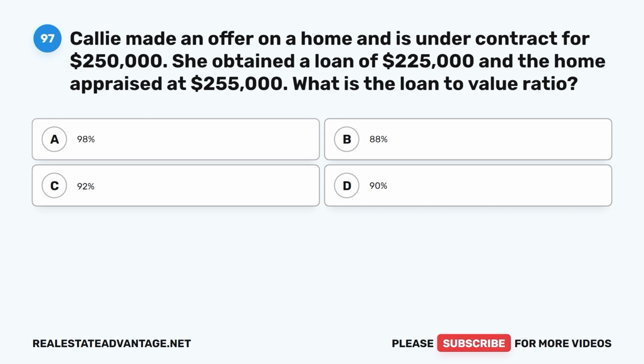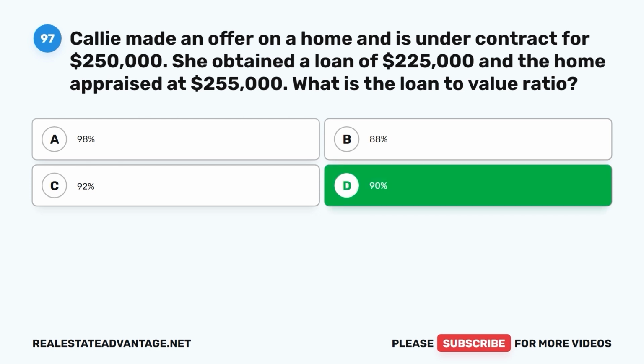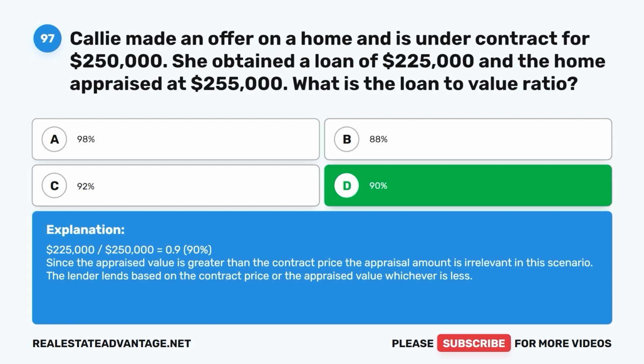A. 98%. B. 88%. C. 92%. D. 90%. The correct answer is D. 90%. $225,000 divided by $250,000 equals 0.9, or 90%. Since the appraised value is greater than the contract price, the appraisal amount is irrelevant in this scenario. The lender lends based on the contract price or the appraised value, whichever is less.